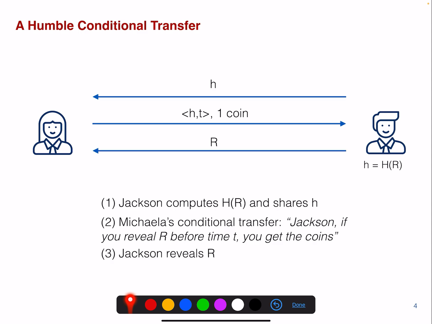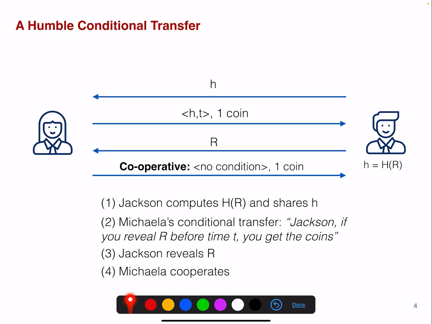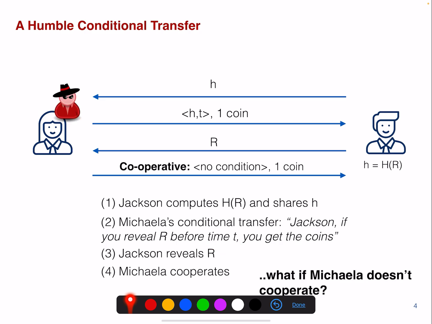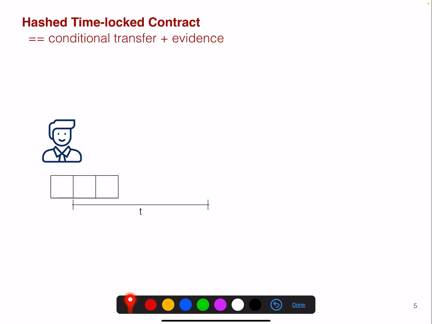And Jackson will then reveal r, because he wants to get this coin. And because Michaela cooperates, she will give this one coin. She's cooperative, everything is good. Cooperative in the sense that she agrees he sent this r before time t. Now, what if Michaela doesn't cooperate and is malicious? What happens then? Well, that's where we explore the hashed time-locked contract, or HTLC, as we can find it in the literature.